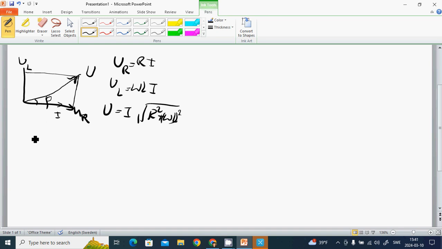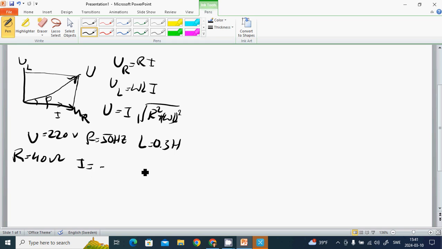Example: we have U equals 220 volt, F is 50 hertz, L is 0.3 henry, and R is 40 ohm. We will find I equals U divided by the square root of R squared plus (2 pi F L) squared. We put the values in and we get I equals 2.15 ampere.